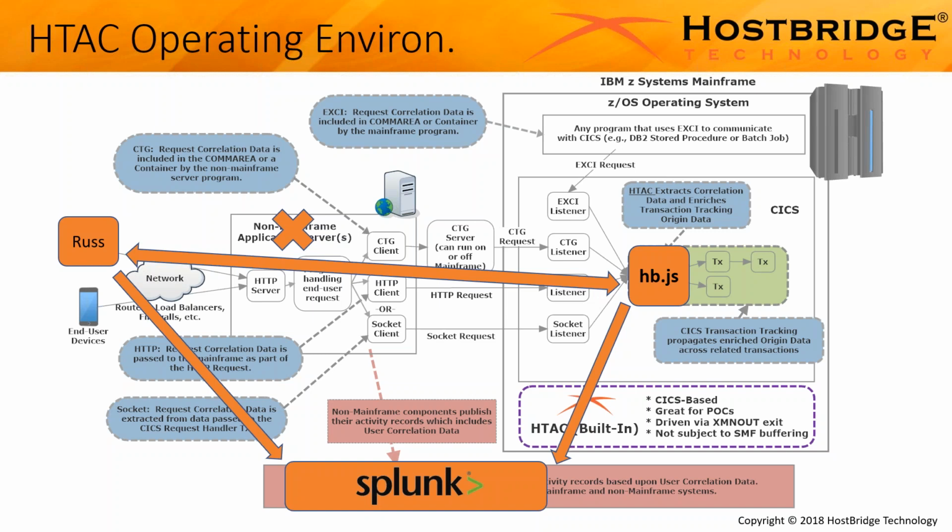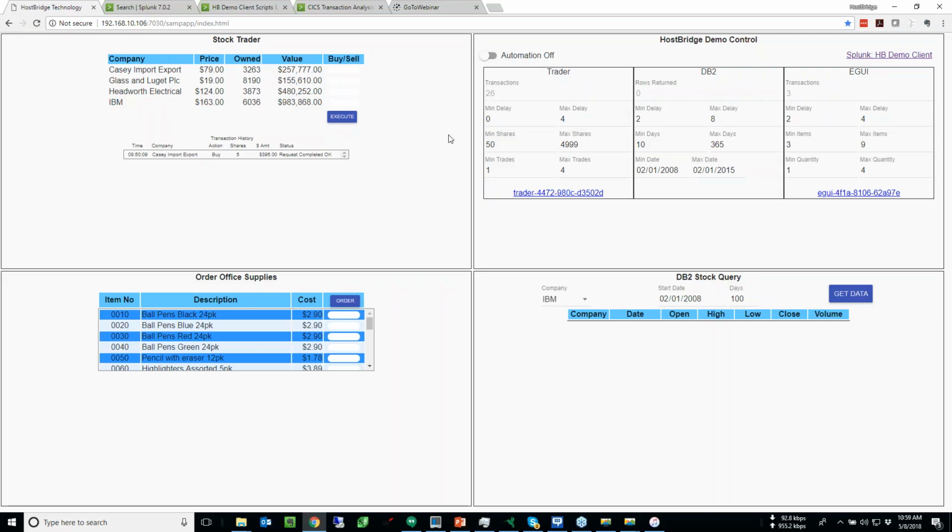Now, as the activity is occurring on my browser, I'm going to be sending data to Splunk, on the network side. And then on the right side, as things are happening under the covers of HBJS, Hstack is going to take the correlation data and annotate the transaction tracking origin data. Transaction tracking is going to do its thing. It's then going to create a monitor record on its way to creating an SMF record. We're going to use the Hstack built-in emitter to take the data right off the XMN OUT exit and ship it straight down to Splunk. So that's how we're going to get these two endpoints communicating down to Splunk. Okay, with that, let's go ahead and fire up the demo.